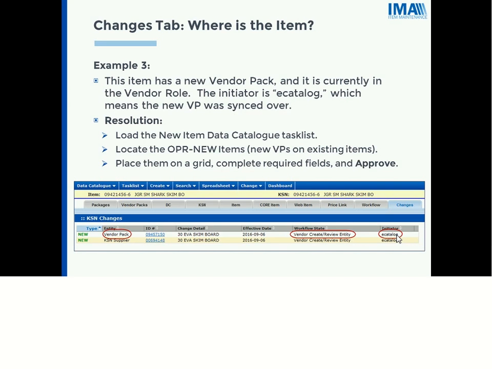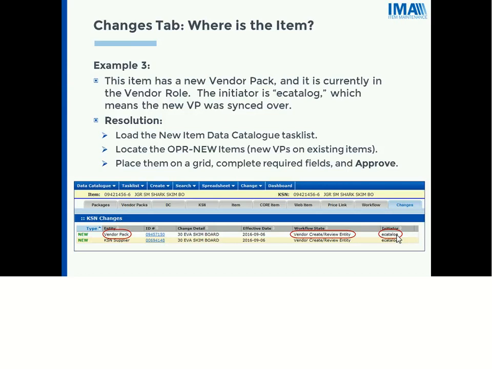So in order to get this cleared out, or to get it moving on to the next role, you would load your new item data catalog task list, locate the OPR new items, so those are the new vendor packs for existing items, place them on a grid, complete the required fields, and approve.